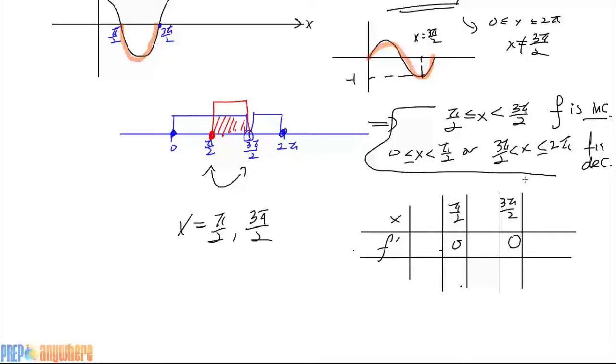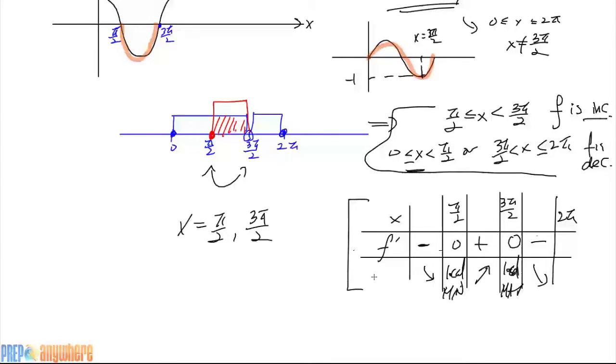These are critical numbers. Before pi over 2, right here, do you see that it's negative? It's decreasing. In between, it's positive. Greater than 3 pi over 2, up to 2 pi, it's positive, right? Or sorry, it's going down, up, and then this is down again, right? This is a local minimum. This is a local maximum. I like writing in this box better because I can see it right away where's local max and local minimum.